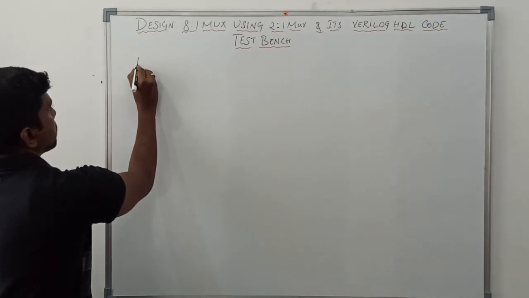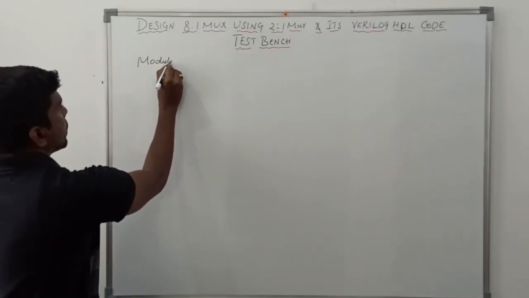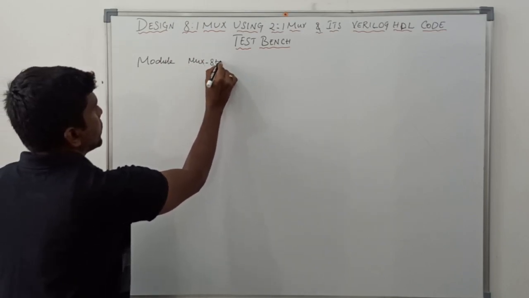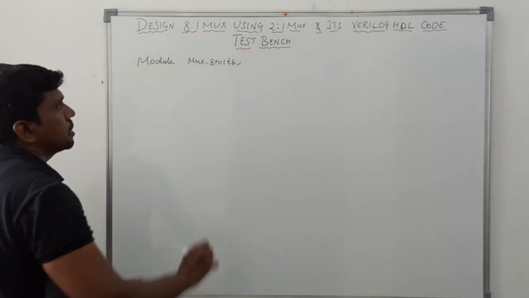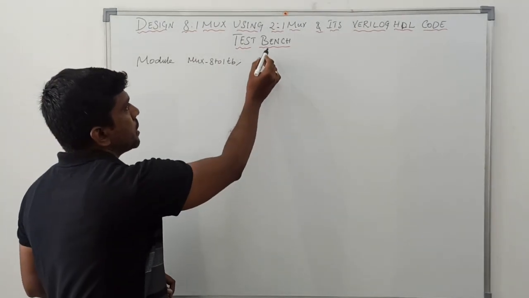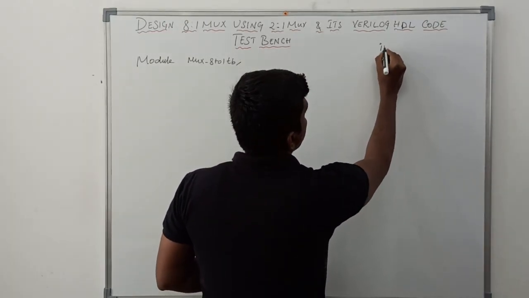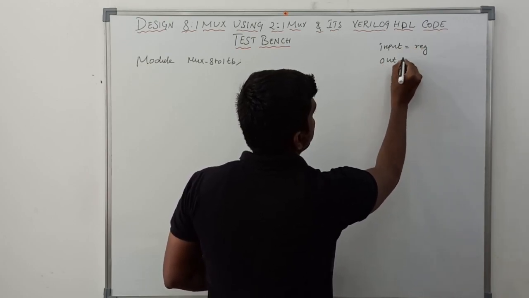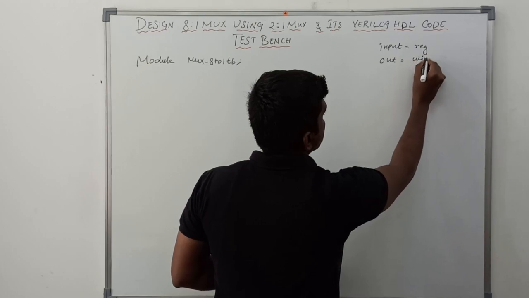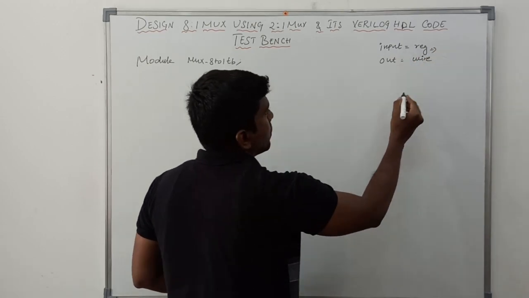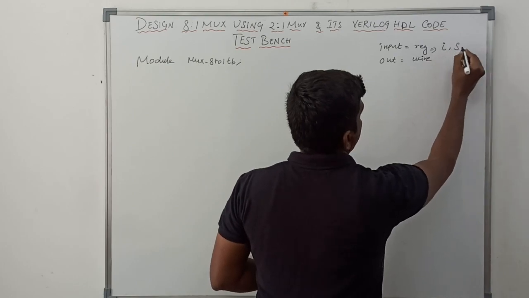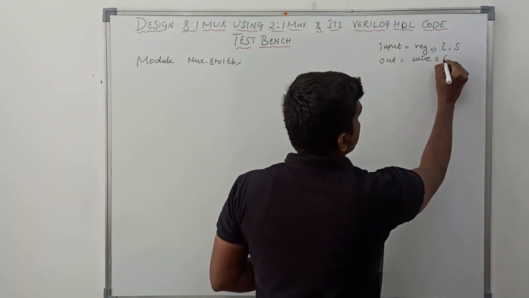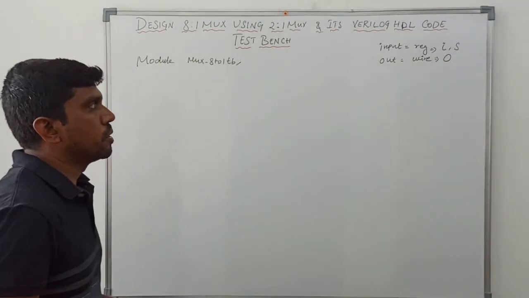So as usual, you first write module. Then the module name is mux_821_tp. So it's the module name. As I already told, in test bench Verilog HDL code, inputs are declared as register and outputs are declared as wire. In this program, the input variables are I and S. I represents input and S represents the selection line. The output variable is O, which represents the output.